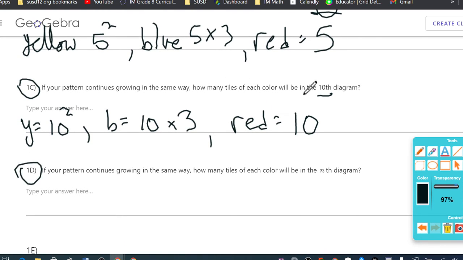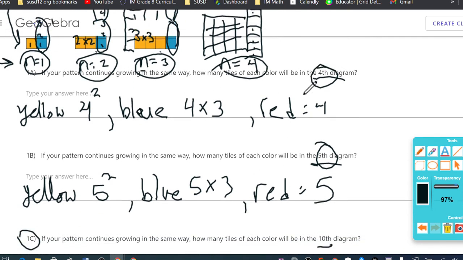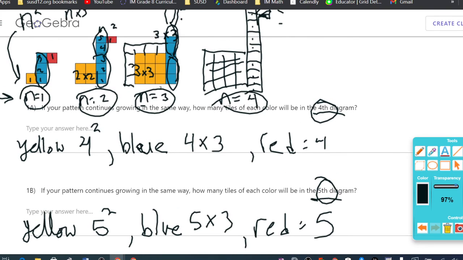Question 1D. If your pattern continues growing in the same way, how many tiles of each color will be in the nth diagram? Now, n, have you seen that before? I used it from the start. That's just some counting variable. N equals 1, n equals 2. We're just counting what our sequence is. N equals 4, n equals 5. So go on forever. And when we say nth, we mean some nth, whatever it is.